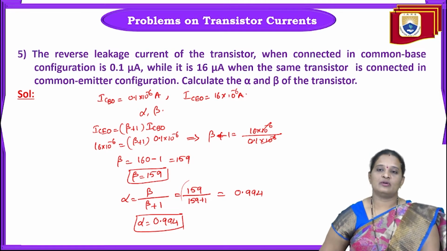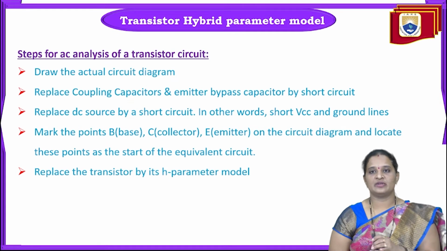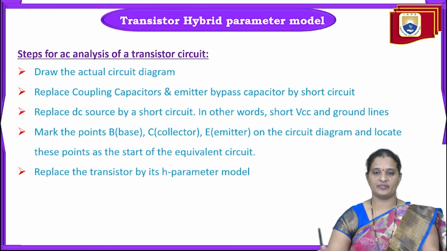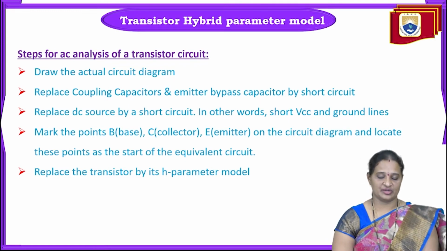So these are some of the problems on transistor current components and also the amplification factors alpha and beta. Now let us see some of the problems on common base amplifier. First of all, how to do the AC analysis for a transistor circuit. We have some steps.